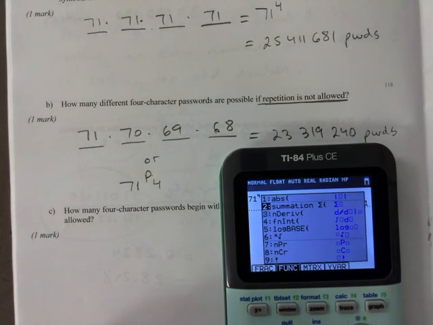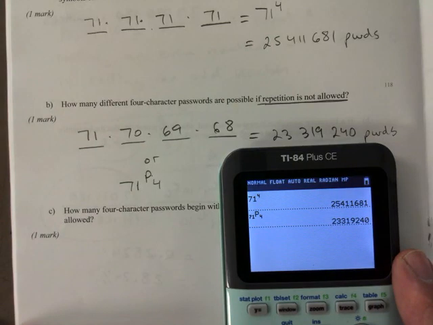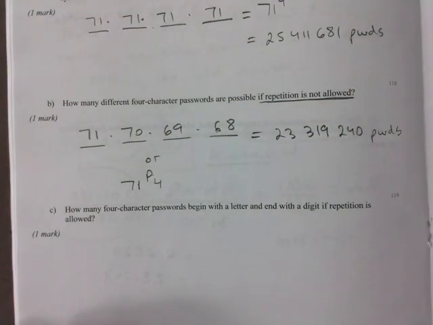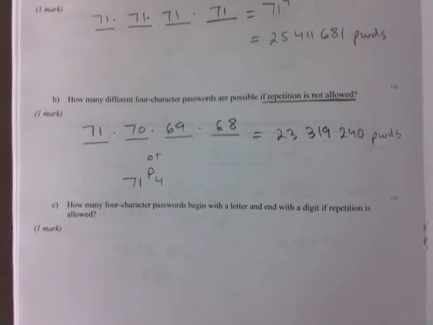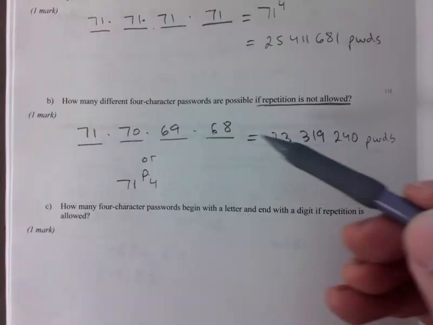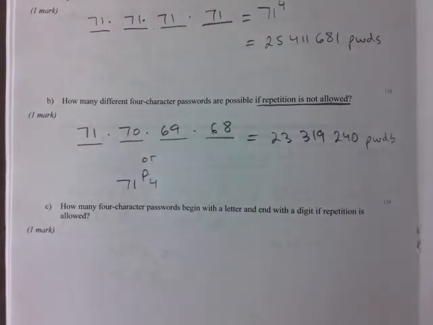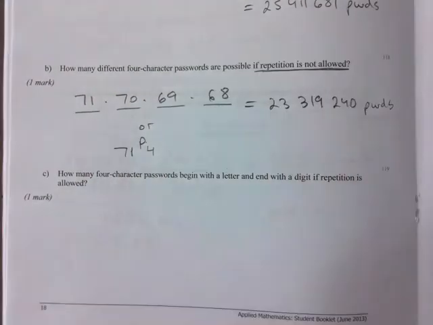Same here. I'm going to just show you so you remember where to find it. Alpha window is your permutation. So that's 71 pick 4. You get the exact same answer that I have here. Okay, so you're good. So these passwords do not have any repeated characters. If you ever made a password, there would be no repetition whatsoever. Once you've used hash mark, you cannot use it again.